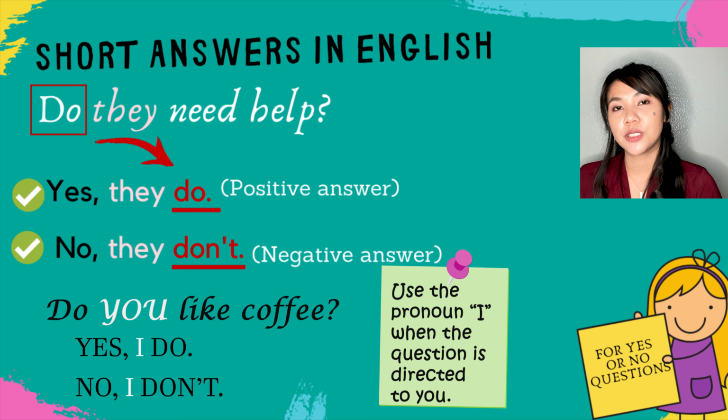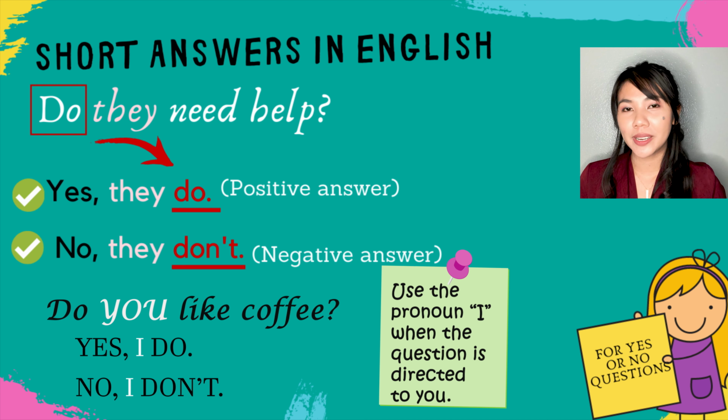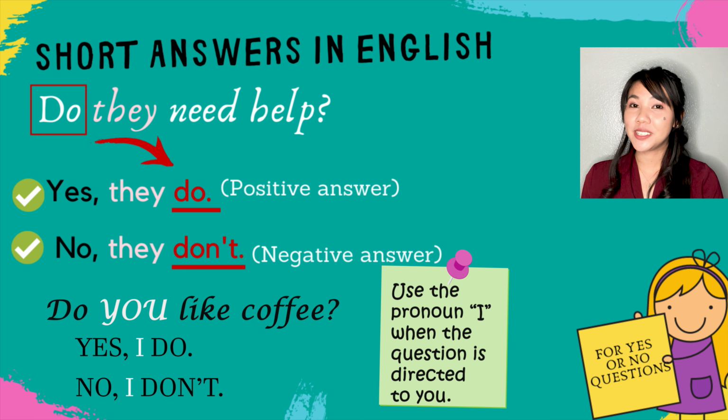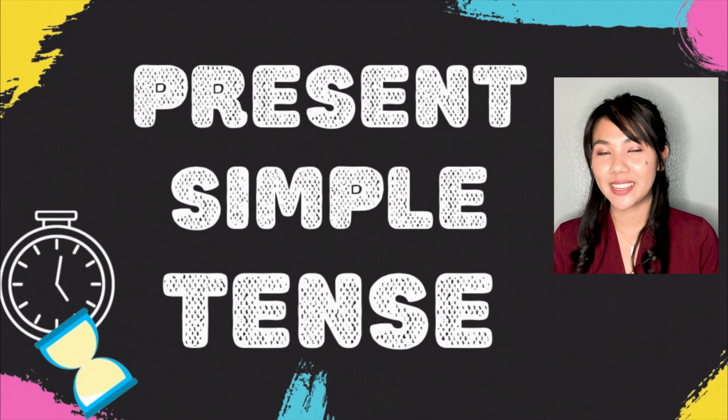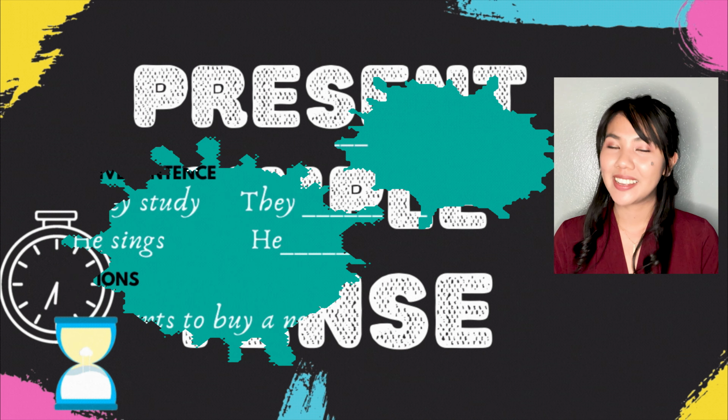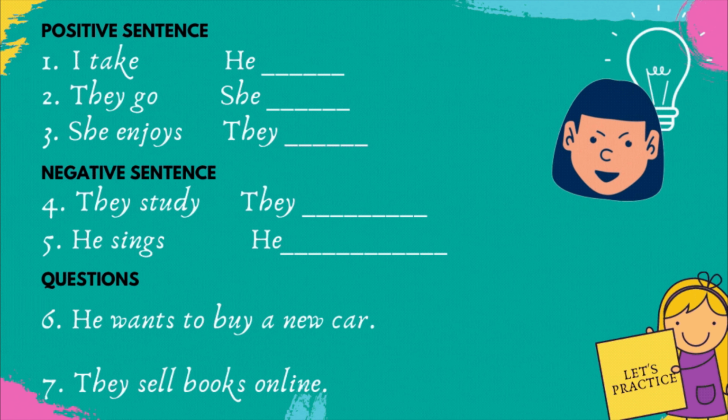These short answers are used a lot in normal conversation. So it's a good idea to practice them now and get used to using them. So do you understand? You can say, yes, I do. And I hope that's what you said. Now that you've learned a lot about the present simple tense, it's time to practice. Let's get started.